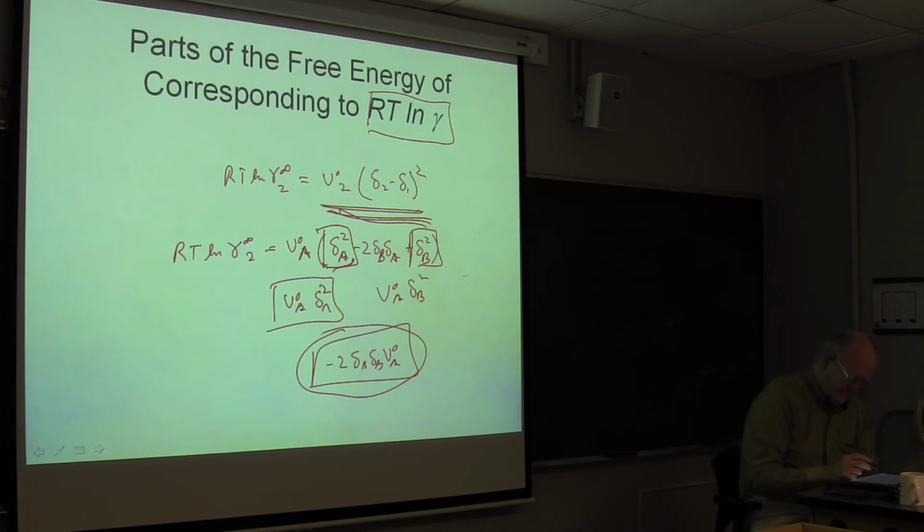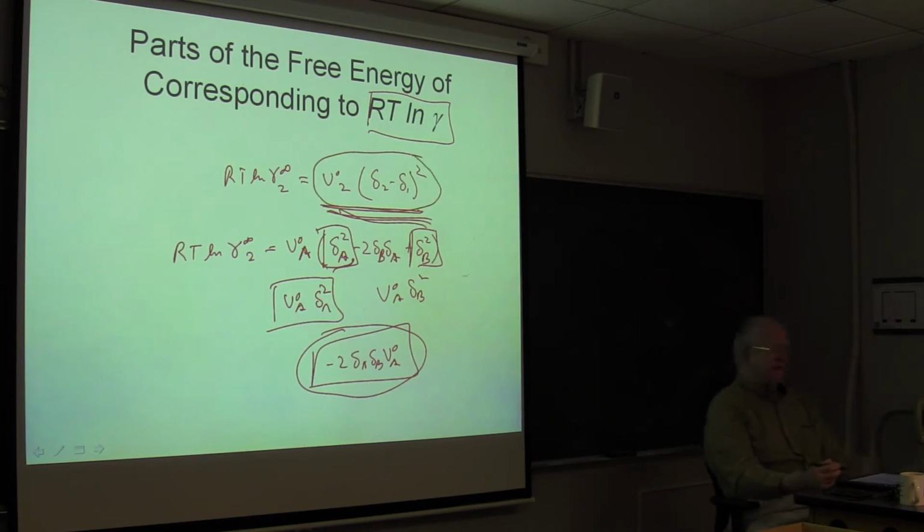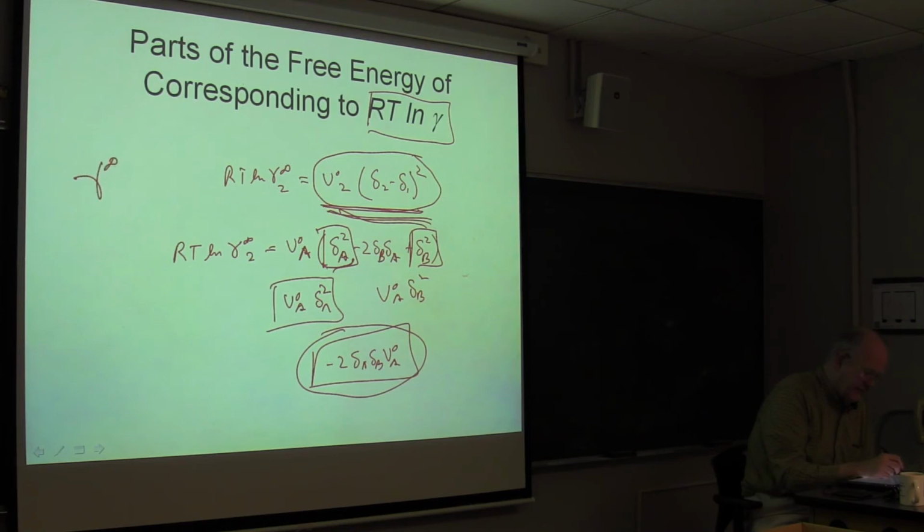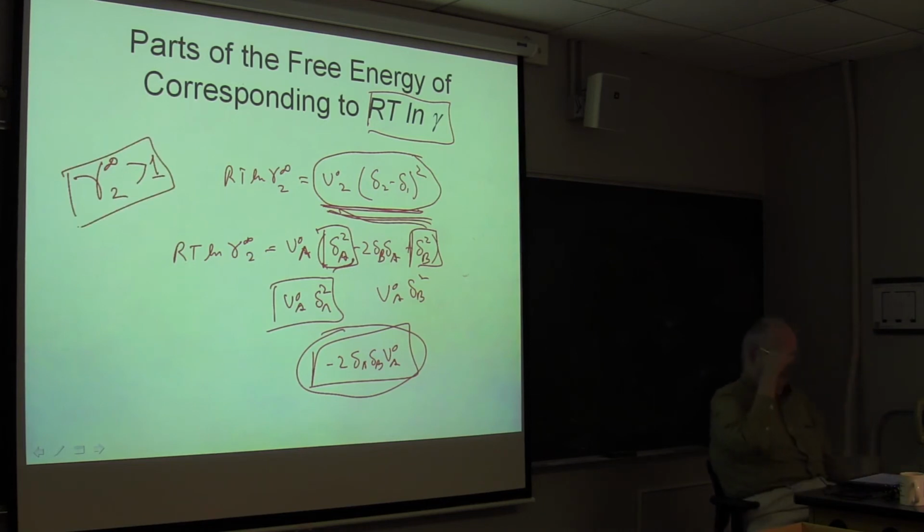So, obviously, unless you believe in negative volumes of species, this side of the equation has to be positive, right? It's a square. That means that RT ln gamma is a positive number. If we take the anti-logarithm, what that means is that regular solution theory predicts always that the infinite dilution activity coefficient is always greater than 1.